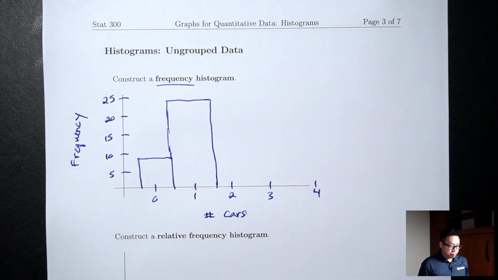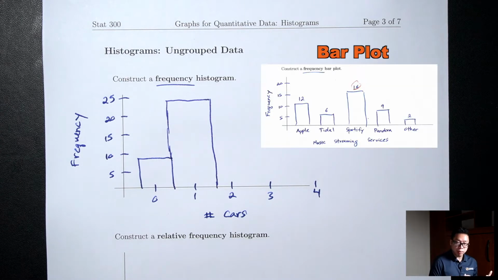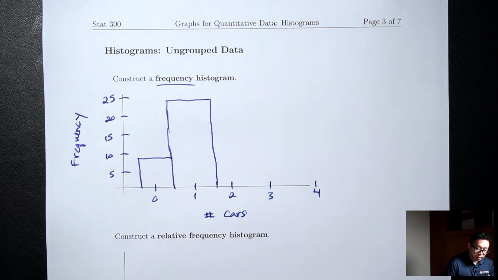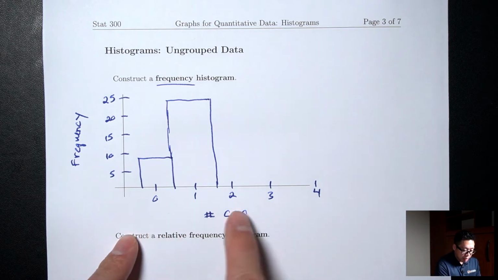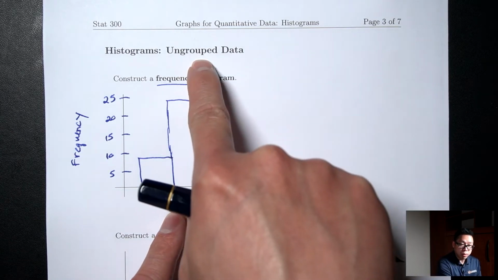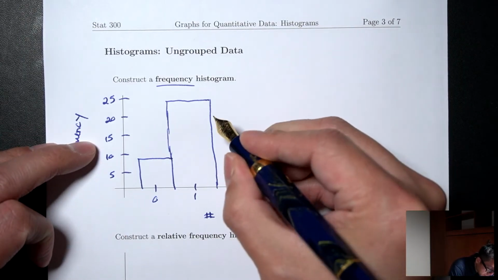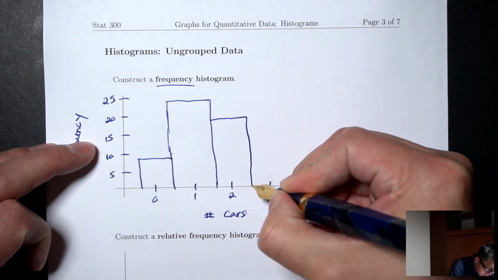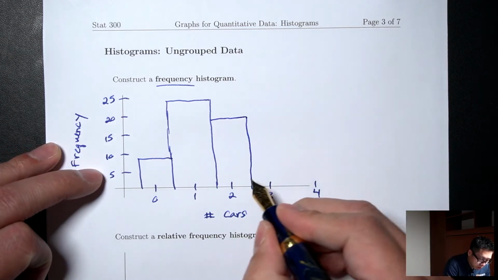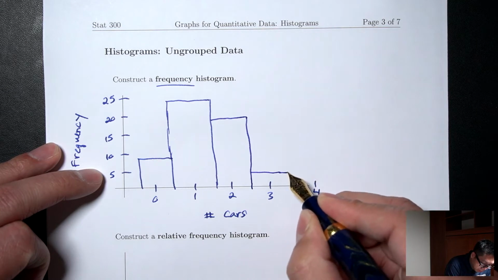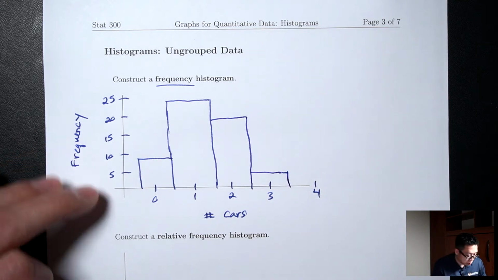Okay, couple things to note here. Unlike the bar plot in the previous lecture when we were talking about qualitative data, notice that the bars touch. There's no gaps. Okay, so that's one thing. And also notice that the numbers on the x-axis are in the center of the bar. So this is true for ungrouped data. Next up is 2. Frequency is 19, so I need a bar height 19. 3, frequency is 5. And then the 4, frequency 3.